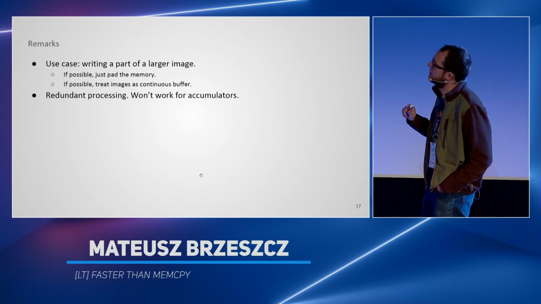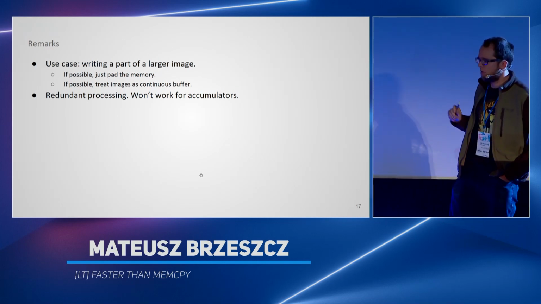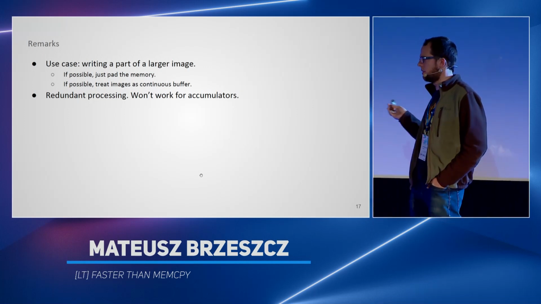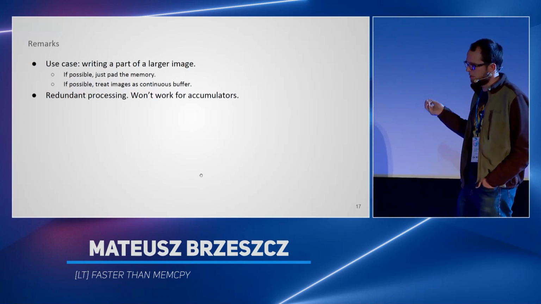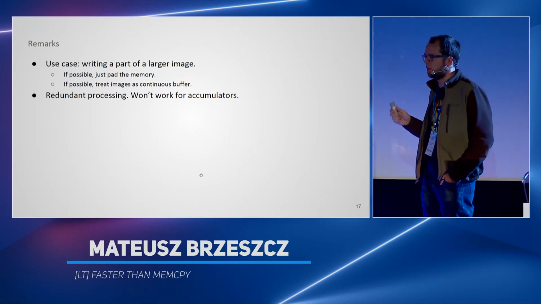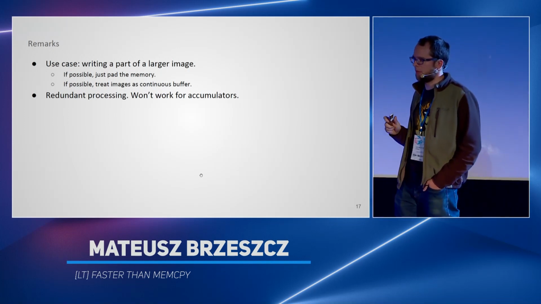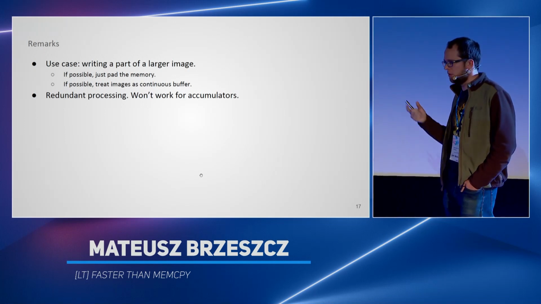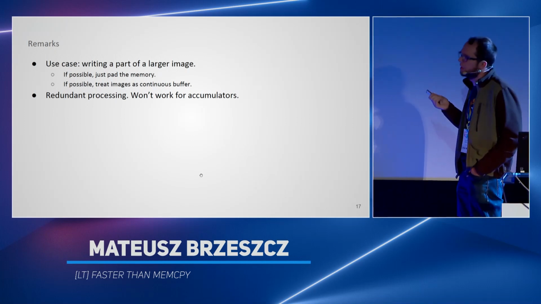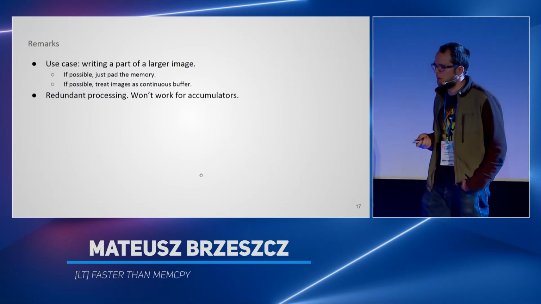But one interesting use case is if you are writing to a part of a larger image, written in column-major or row-major form, and you need to write into a specific part. So you cannot pad the buffer, you don't have continuous memory. And another thing, it doesn't work for accumulators for obvious reasons. We have redundant processing.